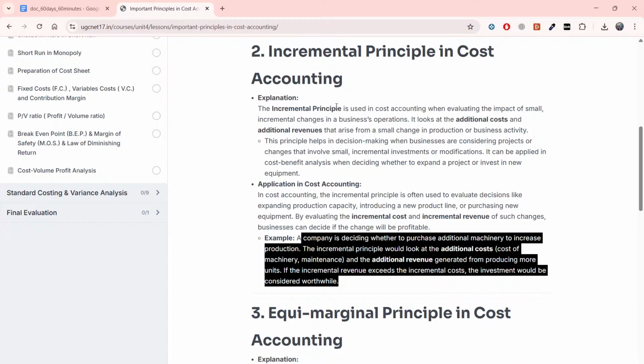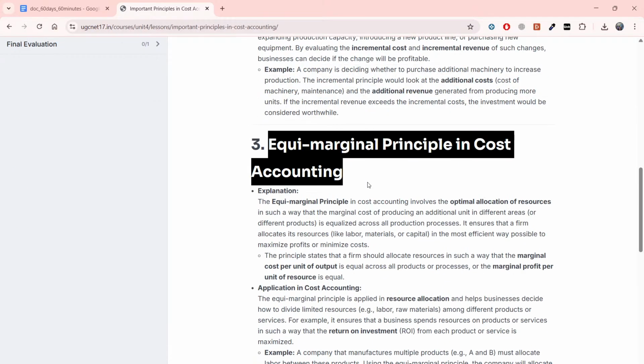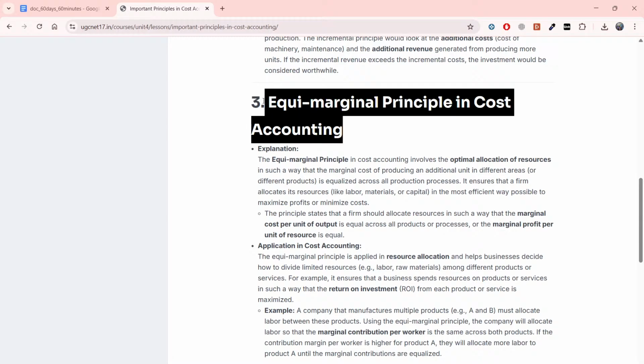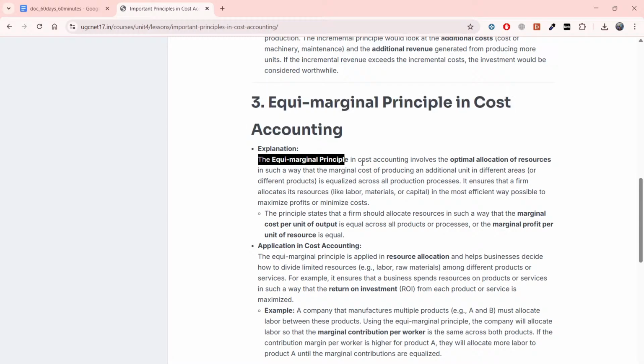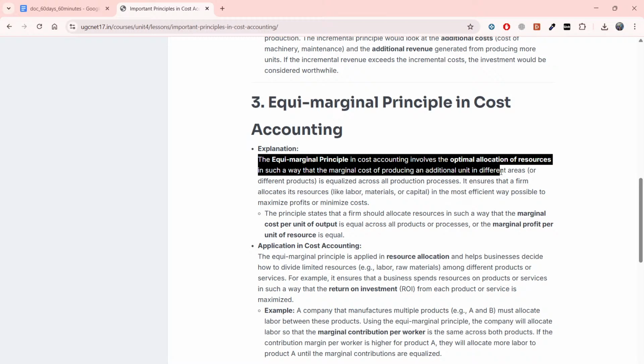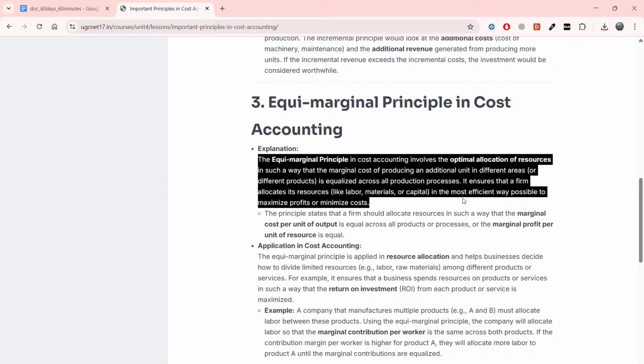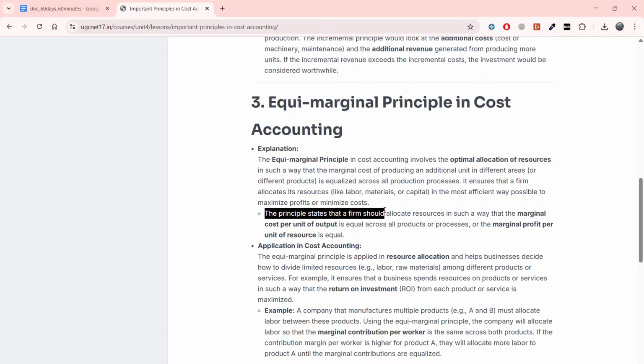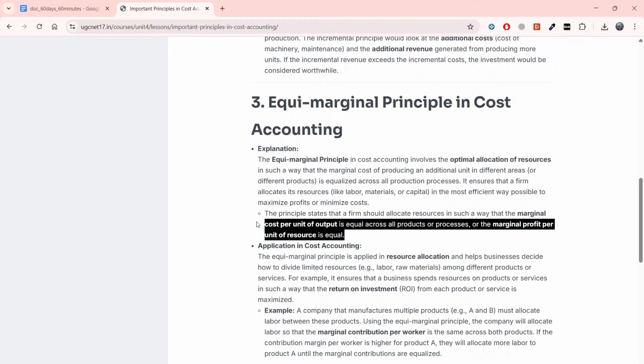After the incremental principle in cost accounting, we go to the equimarginal principle in cost accounting. What is the equimarginal principle in cost accounting? The equimarginal principle involves the optimal allocation of resources in such a way that the marginal cost of producing an additional unit in different areas or different products is equalized across all production processes. It ensures that a firm allocates its resources in the most efficient way possible to maximize profits or minimize cost. The principle states that a firm should allocate resources in such a way that the marginal cost per unit of output is equal across all products or processes, or the marginal profit per unit of resource is equal.